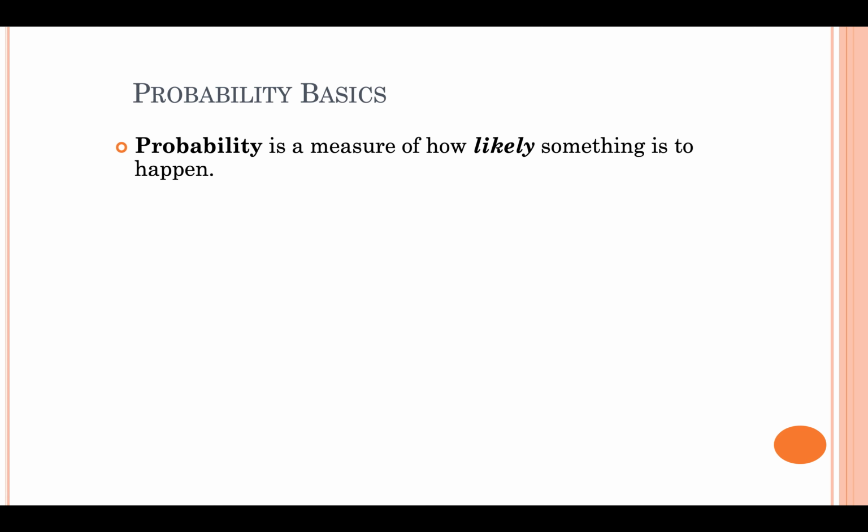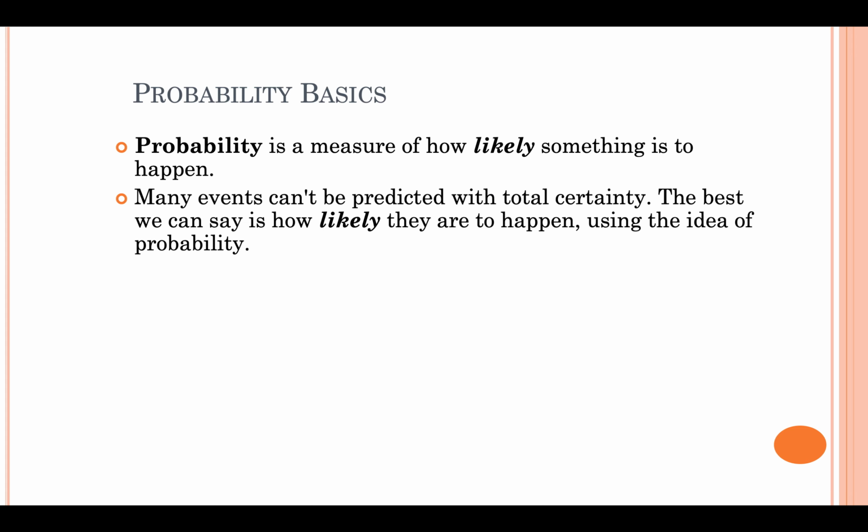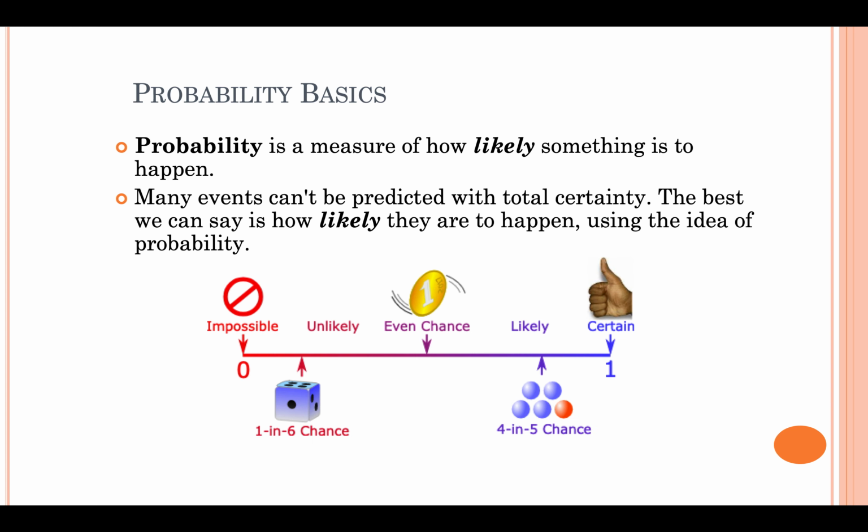By definition, probability is a measure of how likely something is to happen. It's a numerical measurement of the likelihood of something happening. Many events can't be predicted with total certainty, so the best we can say is how likely they are to happen using the idea of probability. So if we look at this chart here, we have the events labeled above this horizontal line and the probabilities labeled below.